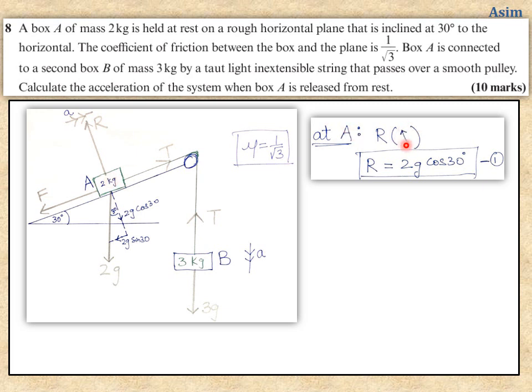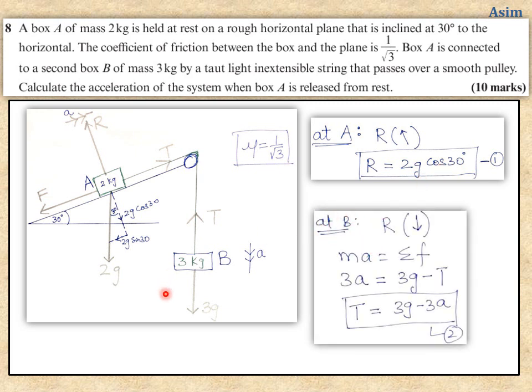While resolving this component, I can say the upward force will balance the downward force. So R should be equal to 2g cos 30. And everything is a constant: g is gravity, cos 30, everything is a number.